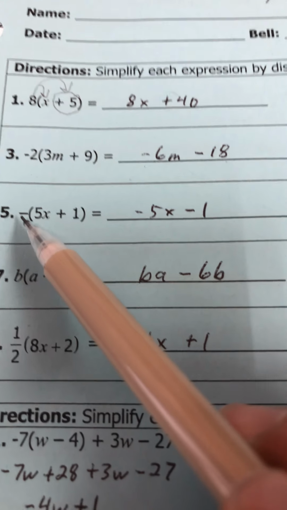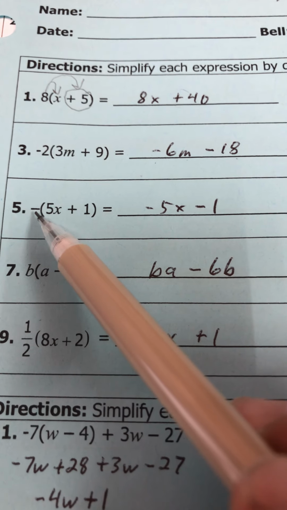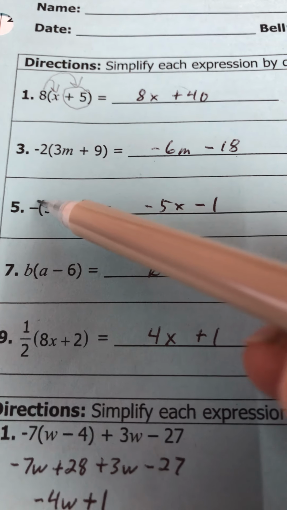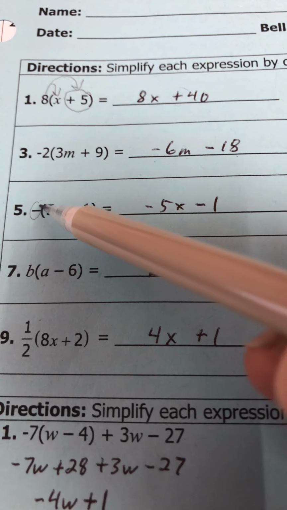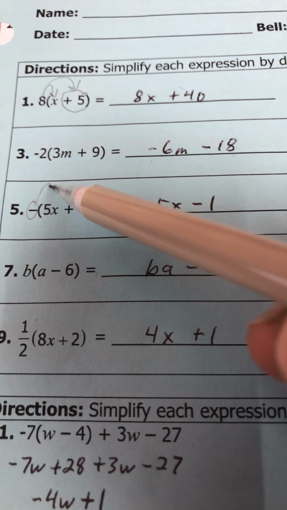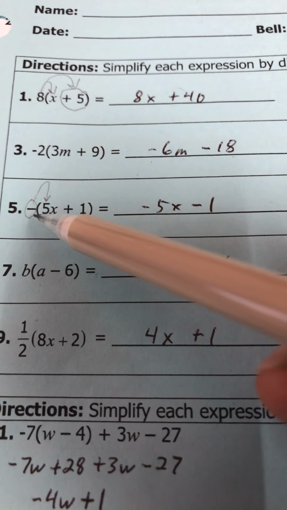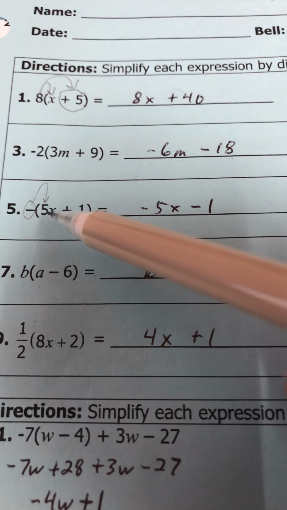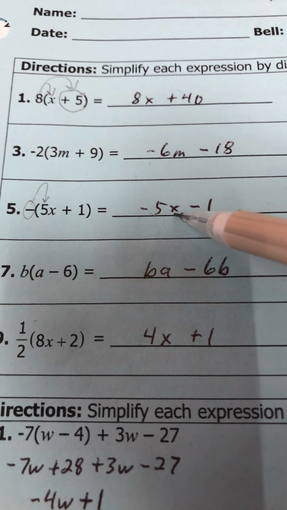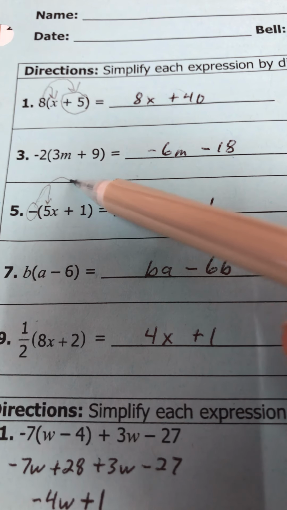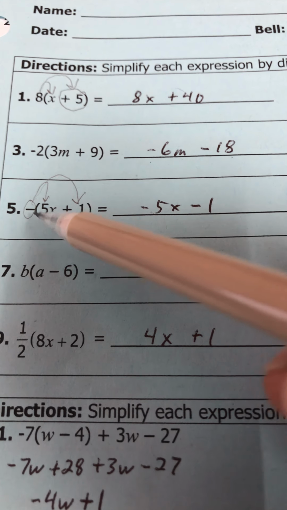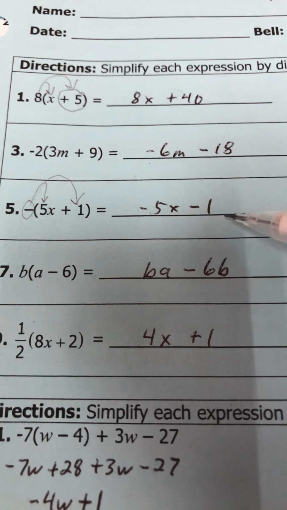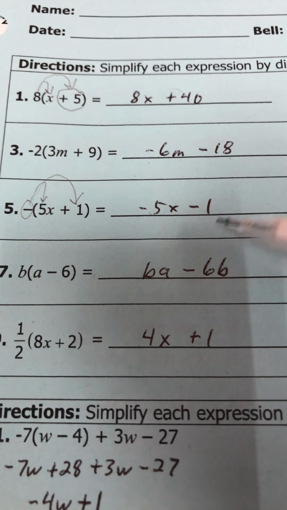Okay, now this looks weird. What is going on here? Well, essentially there's a negative 1 here, but you don't need to put a 1 because 1 times anything is itself, so it's just negative. So the negative 1 is distributed to the 5x and becomes negative 5x. And then the negative is distributed to the positive 1, and negative 1 times a positive 1 is a negative 1. So my new expression is negative 5x minus 1.